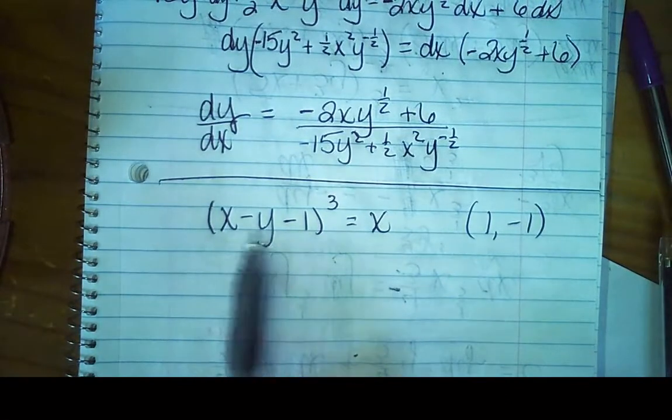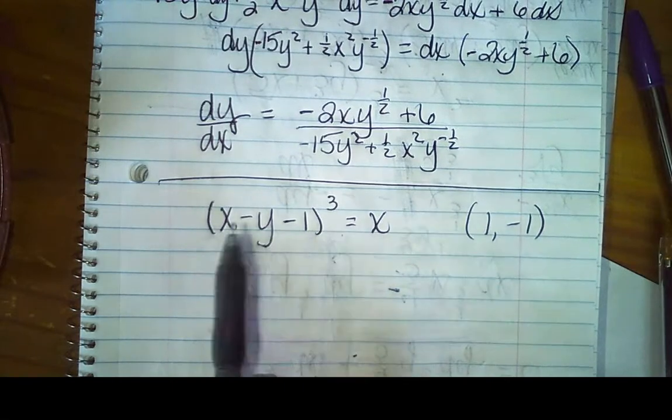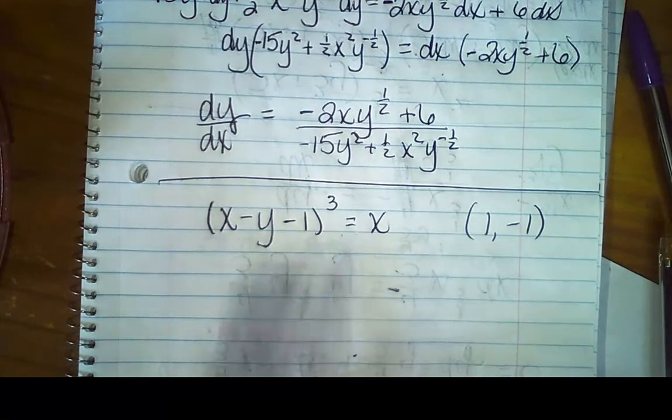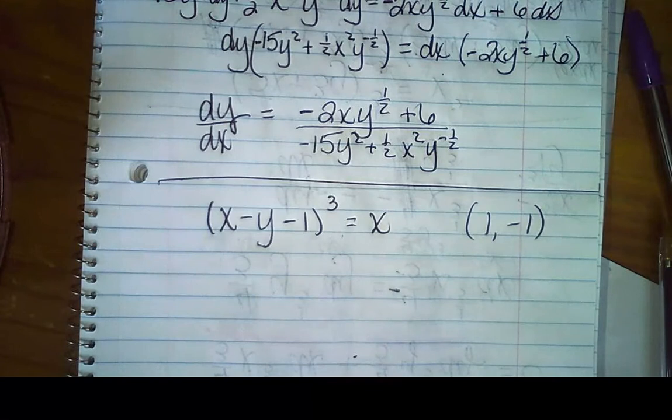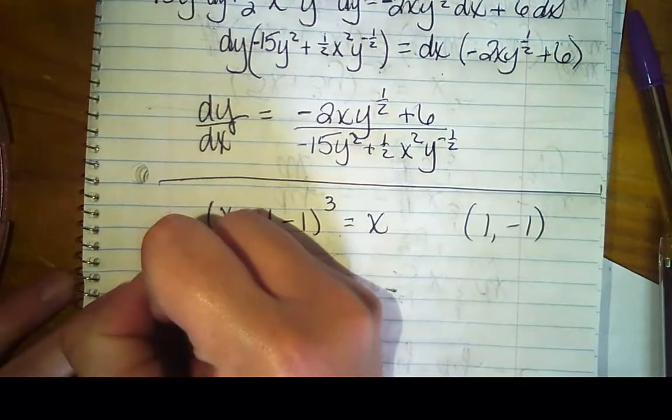Now, you could do x minus y minus 1 times x minus y minus 1 times x minus y minus 1, and then just go term by term, but that's going to be really, really messy. It's going to be messy any way you do it. Okay, so I'm just going to do chain rule. So I'm going to drop my 3 out front.